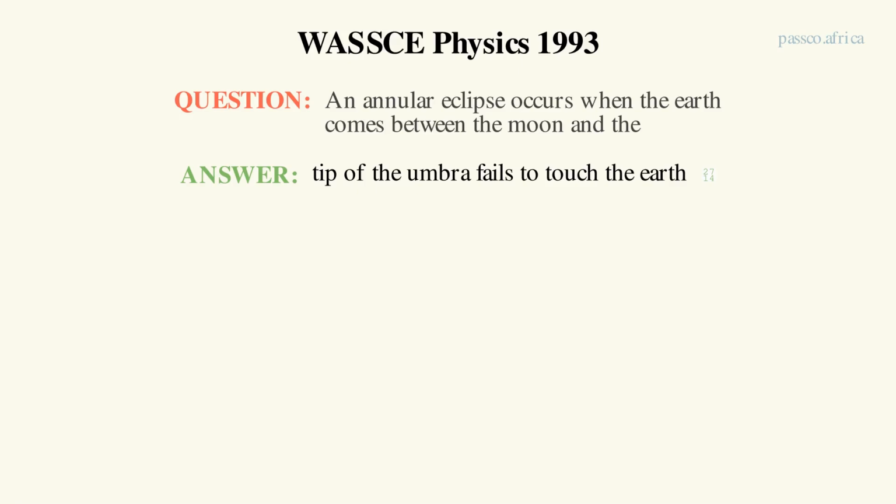Here is the question. An annular eclipse occurs when the Earth comes between the Moon and the... Now, try it yourself.